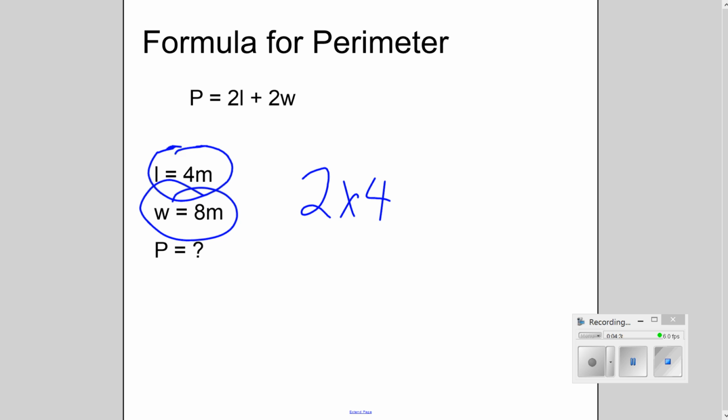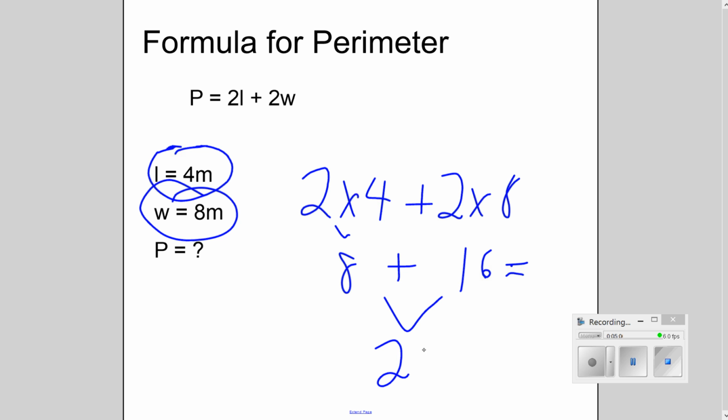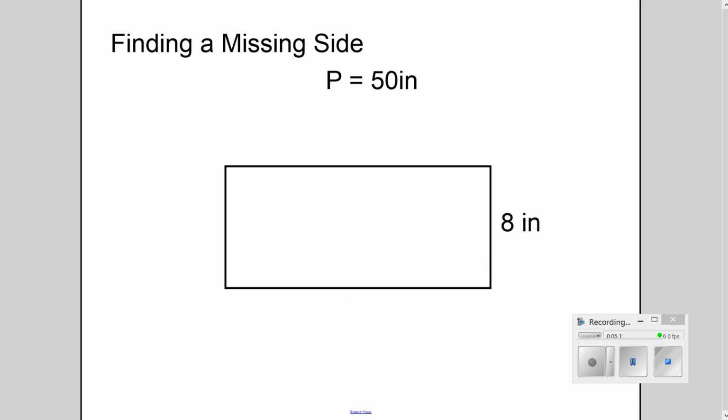2 times 4, in this case it's meters, plus 2 times 8. 2 times 4 is 8, plus 2 times 8 is 16, and so 8 plus 16 is 24 meters. Okay, so you can do it even if you don't see the shape, as long as you know the length and the width, and you remember that you have to multiply them both by 2.